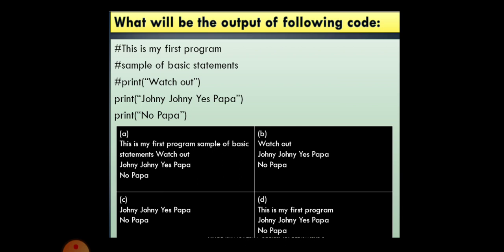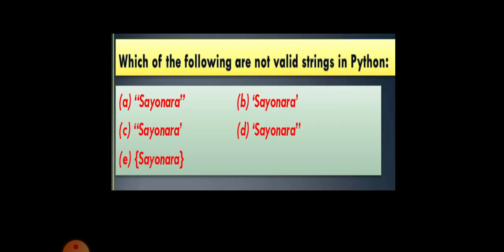Like that you can expect questions in your exams. That is, they will give a code and you have to work out the output. Which of the following are not valid strings in Python? This is another sort of programming-related question. These sorts of questions you can view in your textbook. After this lesson, there will be more exercise problems. Please go through your text. So, which of the following are not valid strings in Python?